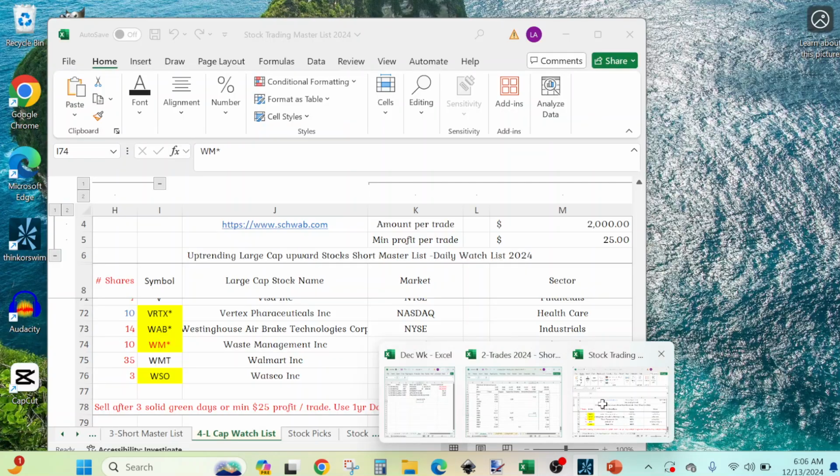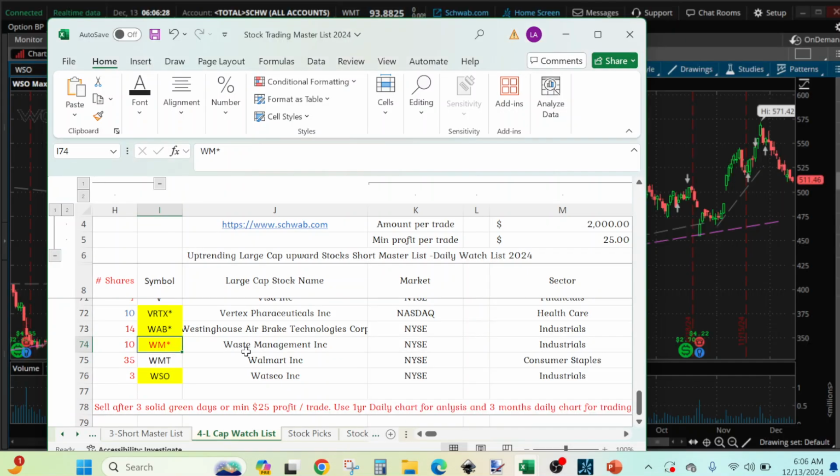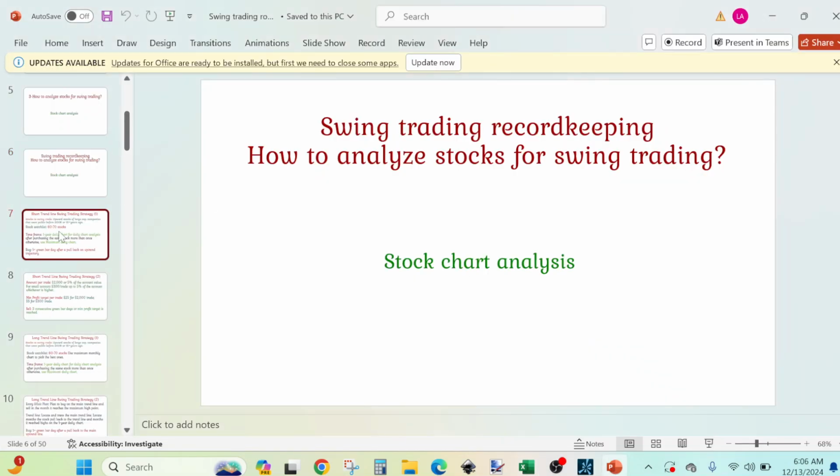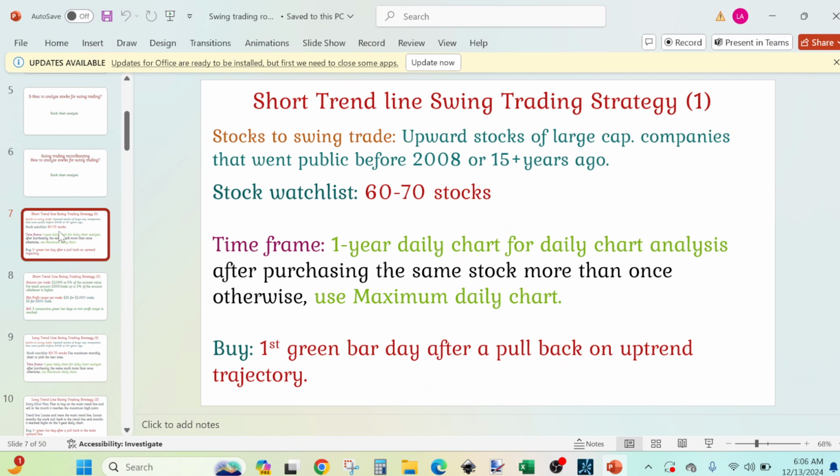But that's that. So this concludes how we do our chart analysis for our long-term swing trading strategy. When you just start, based on the trading strategy you are using, your trading strategy might be different from mine.